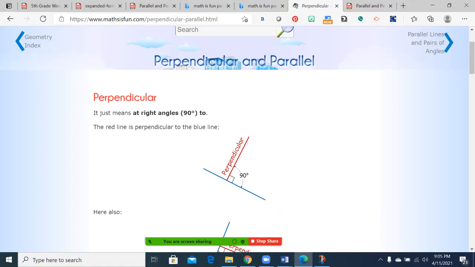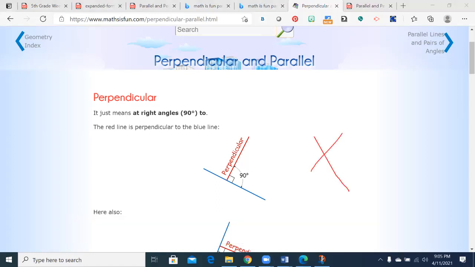Perpendicular means that two lines intersect at a 90-degree or right angle. Now, this happens to be a line segment, which means it doesn't go on forever, but if it crossed here, we'd call those intersecting lines. Any lines that cross each other, such as these, are intersecting lines. But the moment that crossing is at a 90-degree angle, that word is perpendicular.